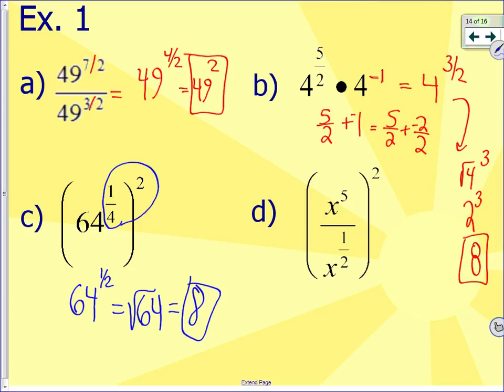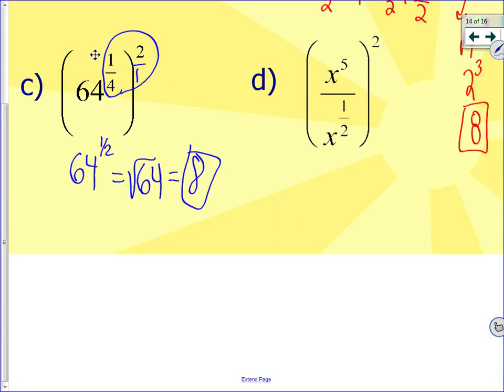Can you explain why you have one? What do you get when you multiply 1/4 times 2? Only because you have to put the one under the 2. Yeah. Good question.